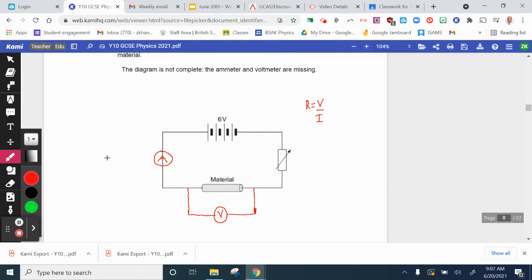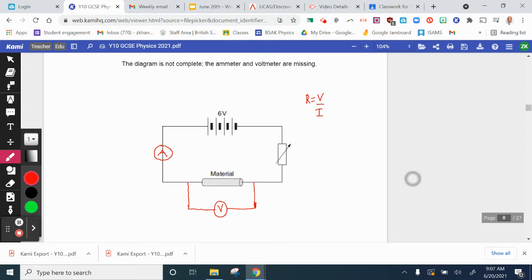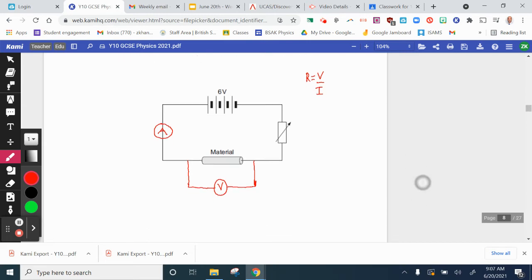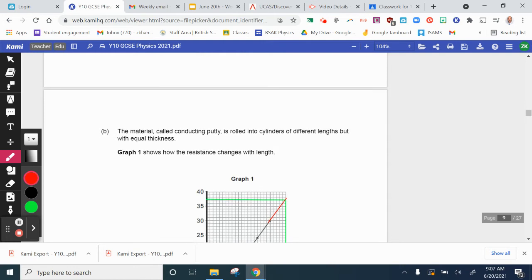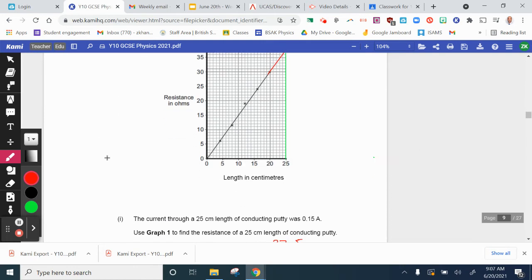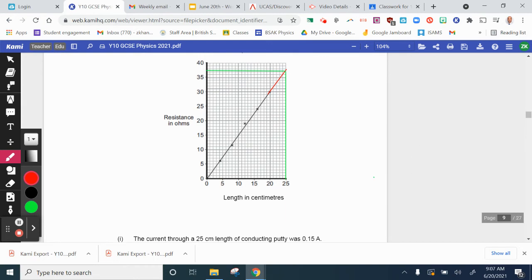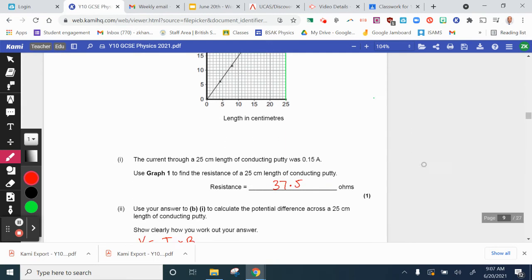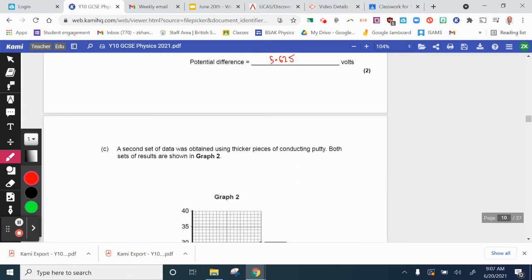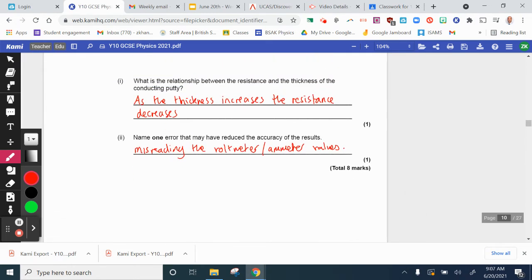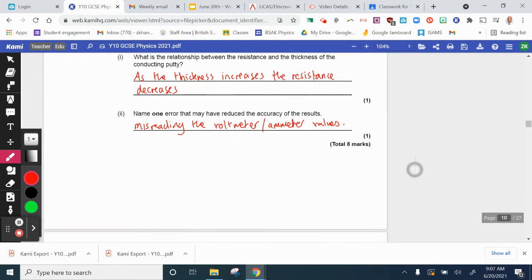They may have misread the voltmeter reading as well. Also, there may have been an error on the ammeter reading. They may have misread the ammeter reading as well. Okay, so those are your two sources of error. And then we can also have a look at the length in centimeters. So misreading the length as well could have been a source of error. So: misreading the voltmeter or ammeter reading, or misreading the length.